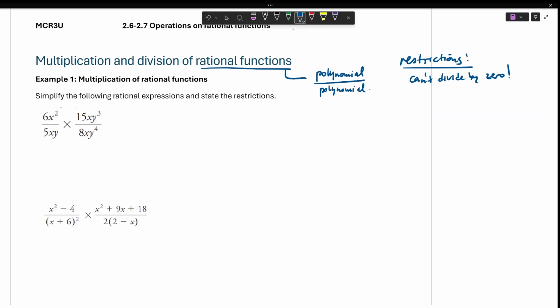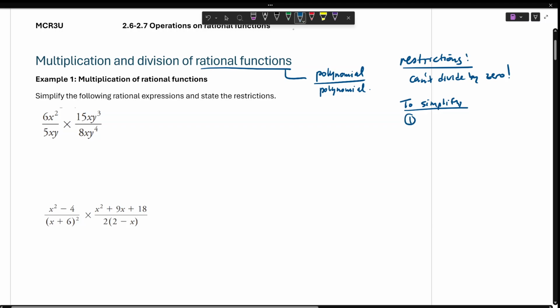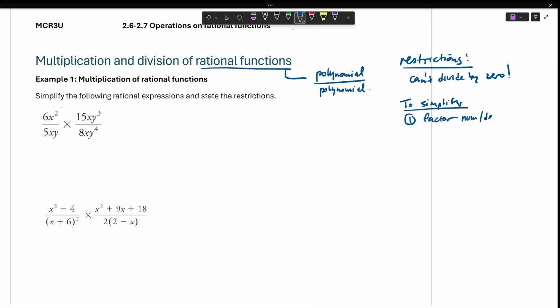Another key idea last time is that to simplify some kind of rational function, you're going to make sure it's factored. You're going to factor any numerators and denominators. You're going to determine the restrictions at this point before you cancel anything out. And remember, the restrictions are when you're dividing by 0, so just check when you're dividing by 0. And the last thing you do is you cancel common factors.